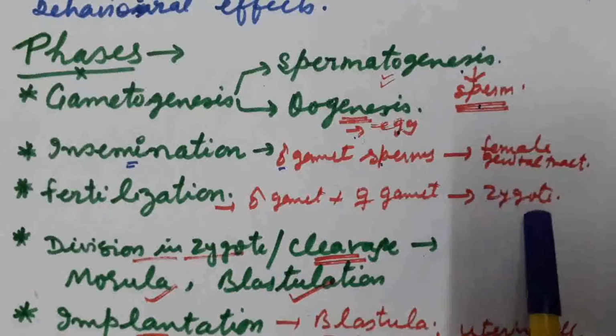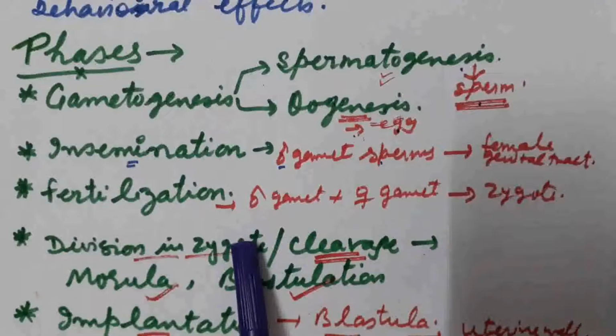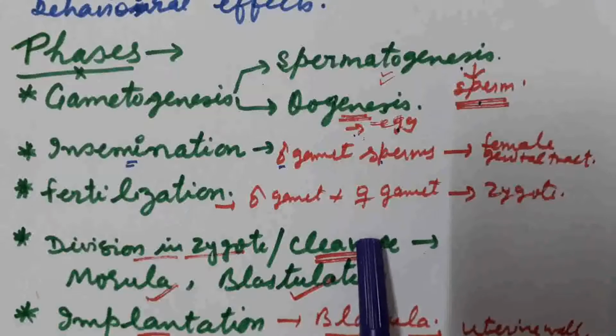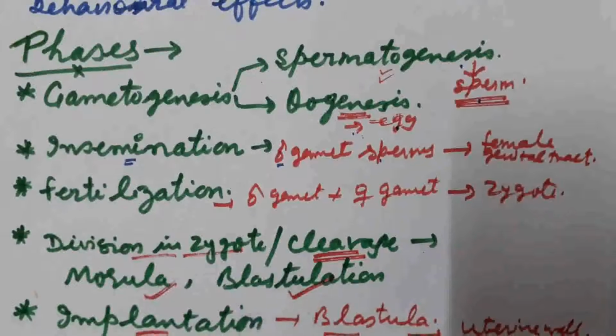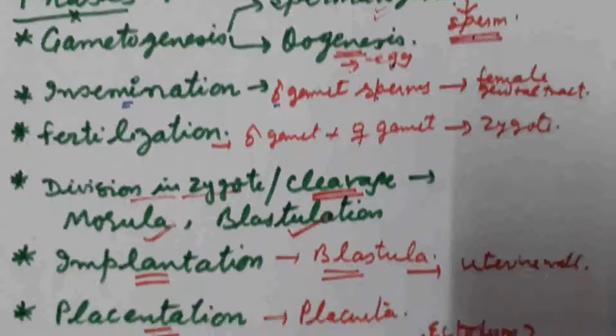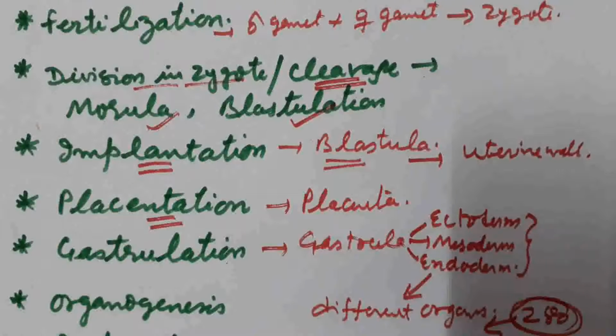After the formation of zygote inside the body of the female, cell division starts in the zygote, and we call this cell division cleavage. During this process, various stages are developed. The first stage produced from zygote is the morula, then blastula is produced. After the formation of blastula, the next phase starts, that is implantation. What do you mean by implantation? That is, blastula gets embedded into the uterine wall, into the inner lining of the uterus, which we call the endometrium.